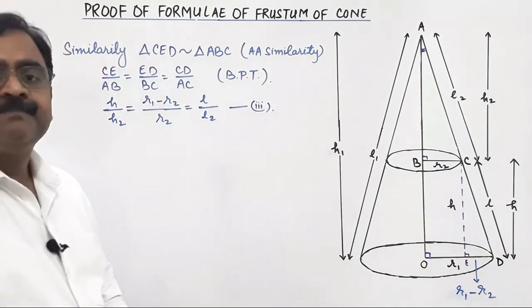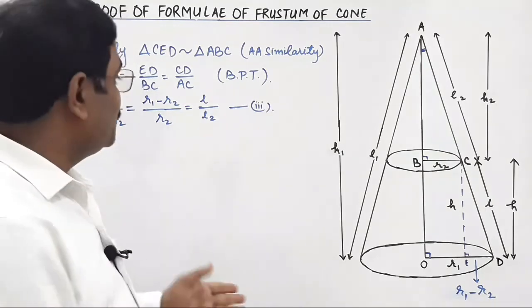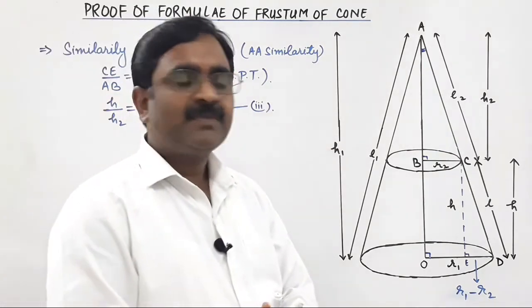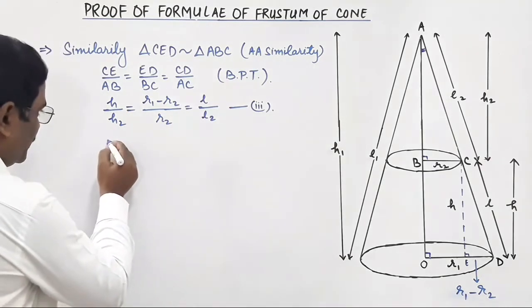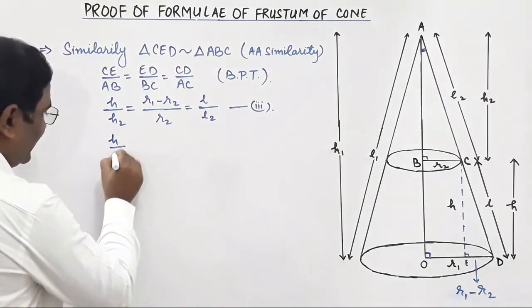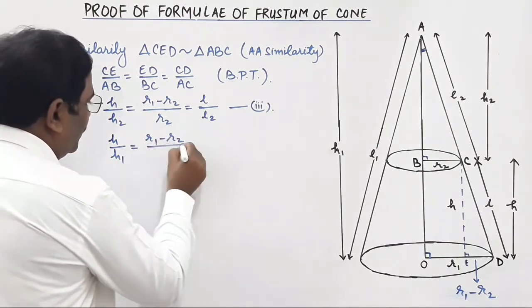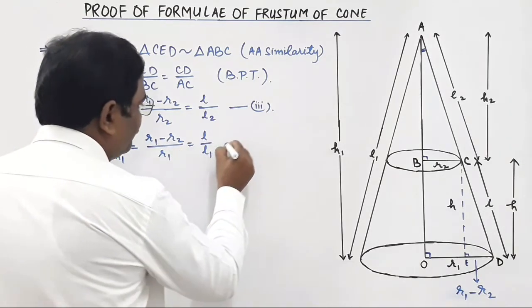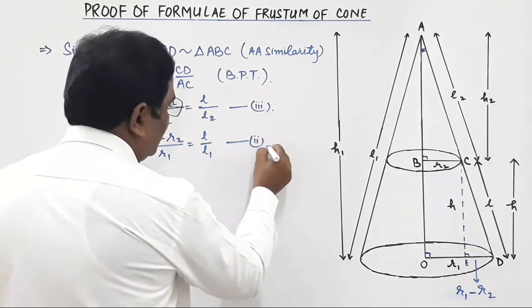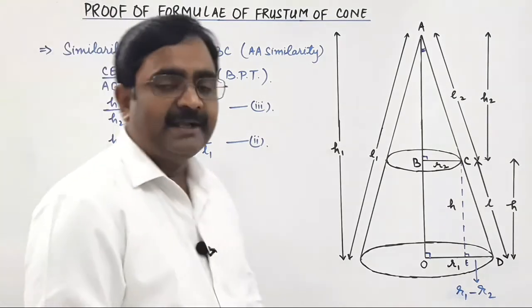So dear friends, with the help of these triangles, with the help of these three equations: this is the third one, this is the second one, H upon H1 equals R1 minus R2 upon R1 equals L upon L1. It was the second equation, and the first equation was H2 upon H1 equals R2 upon R1 equals L2 upon L1.